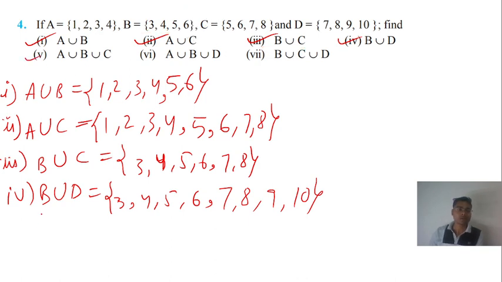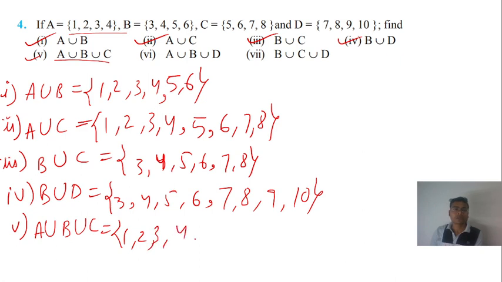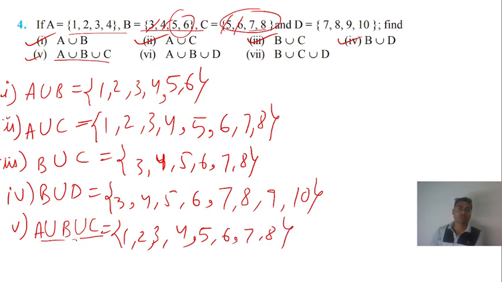Now we will do part 5. Part 5 is saying that you will have to write A union B union C, meaning you will have to write all the elements present in the sets A, B and C. First we will write all the elements of A, that is 1, 2, 3, 4. Then all the elements of B, 3, 4 is already written, so you write 5, 6. And then all the elements of C, we already wrote 5, 6, so we will write 7, 8. So this is the A union B union C.